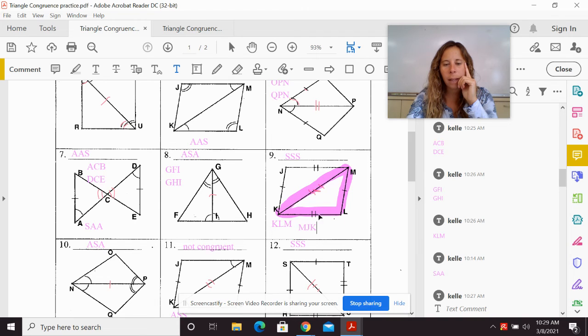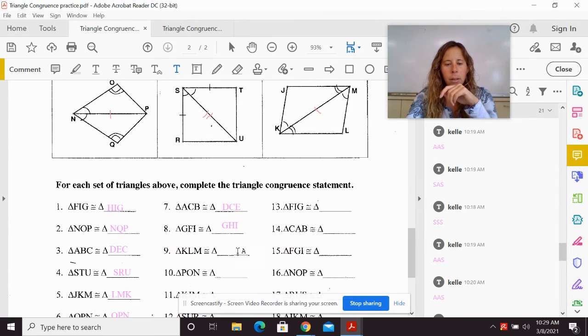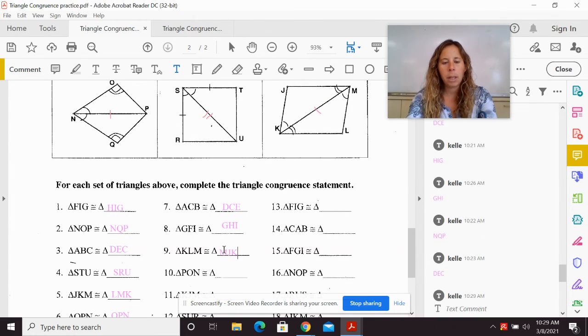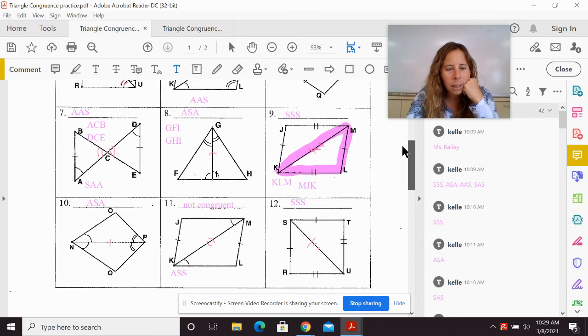So KL is congruent to MJ, and then LM is congruent to JK. All right, that one was kind of annoying. MJK.